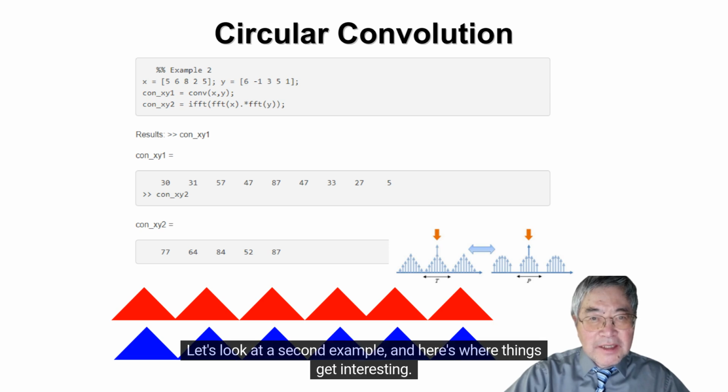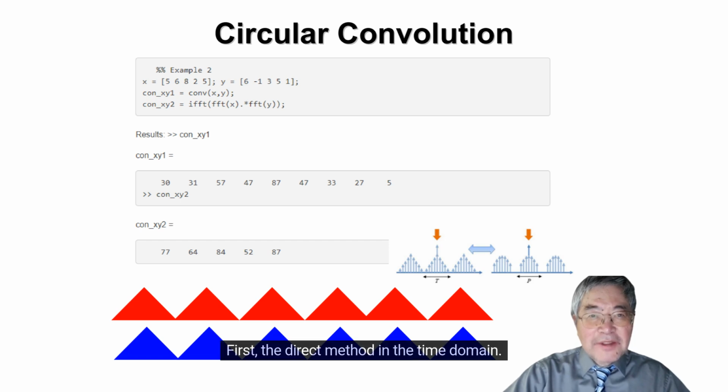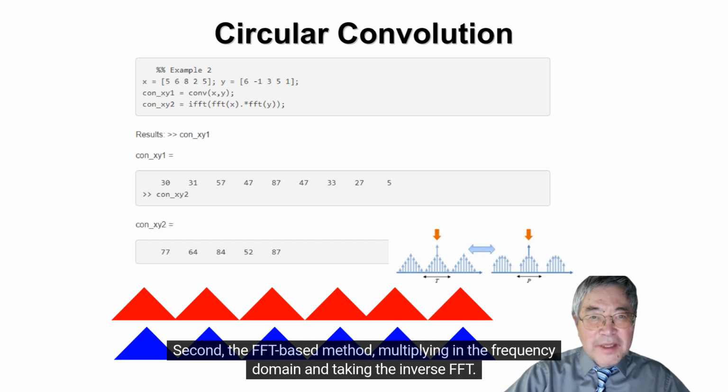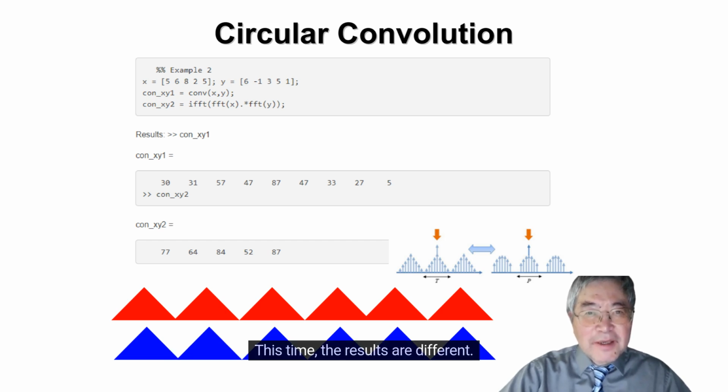Let's look at a second example, and here's where things get interesting. We again compute convolution in two ways. First, the direct method in the time domain. Second, the FFT-based method, multiplying in the frequency domain and taking the inverse FFT. This time the results are different. Why?